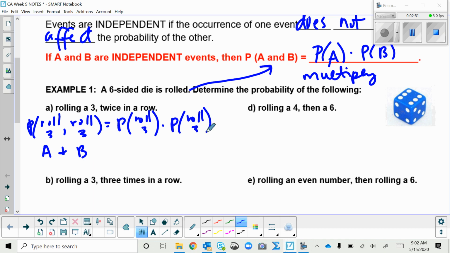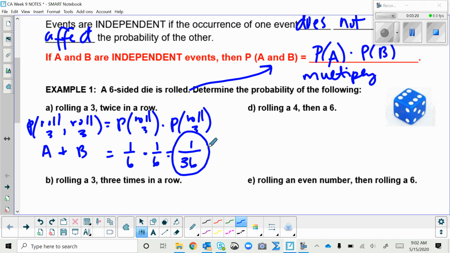Because these are independent events, the probability is the same each time. It's 1 out of 6 because you had 6 possible outcomes, but only one is the 3. And for the second roll, it's also 1 out of 6. And when you multiply fractions, you multiply across the top and bottom. So we would say that's 1 out of 36. That's the probability that you roll a 3 two times in a row.